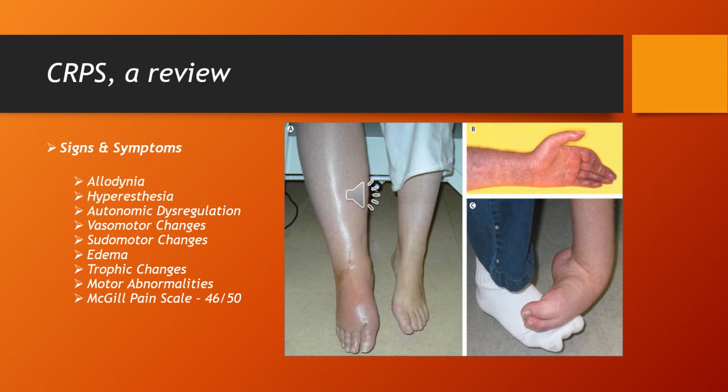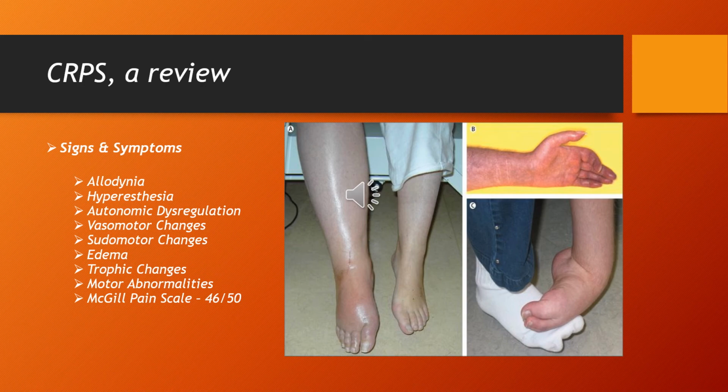Now, if you take a look at the figures on the right-hand side of the screen, you'll see we have A, B, and C. Can you pick out what we have? First of all, in figure A, this is acute CRPS, where you have hyperemia, swelling, and a glossy-looking skin. Figure B is CRPS in the chronic stage: cold, blue, cyanotic discoloration of the fingers, glossy skin, increased hair and nail growth. And finally C, where we have CRPS related to dystonia of the left ankle and foot.